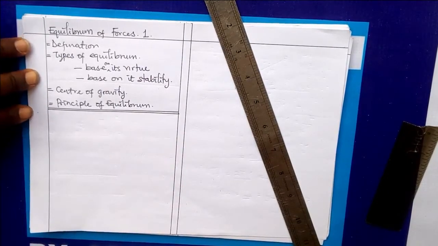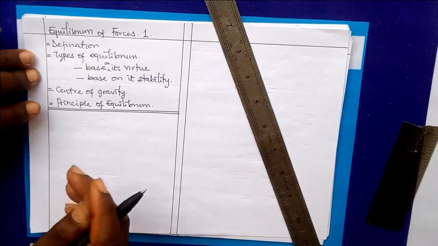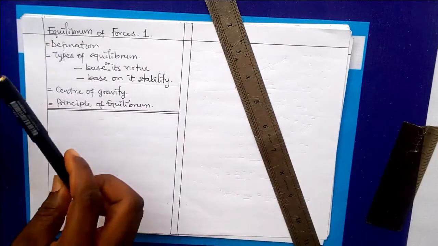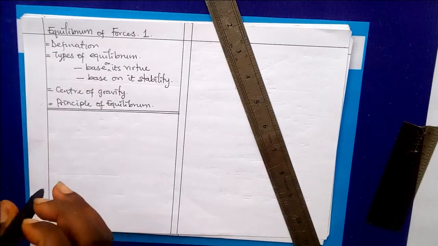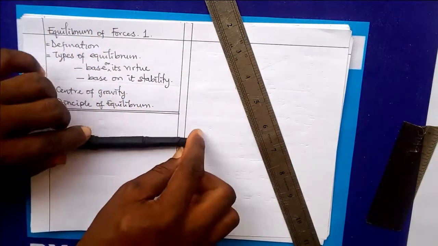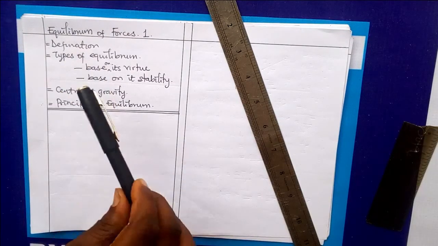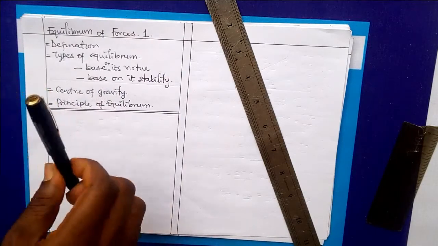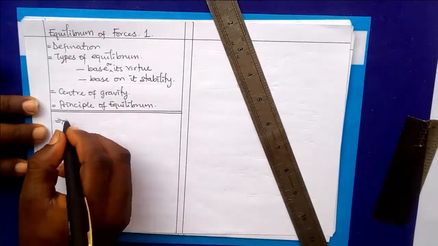Definition: when is a body said to be in equilibrium? A body is said to be in equilibrium if it does not rotate or it does not accelerate. So a body is said to be in equilibrium if it does not rotate and if it does not accelerate when it is moving on a straight line. So that body is said to be in equilibrium. So types of equilibrium, I said based on their virtue.